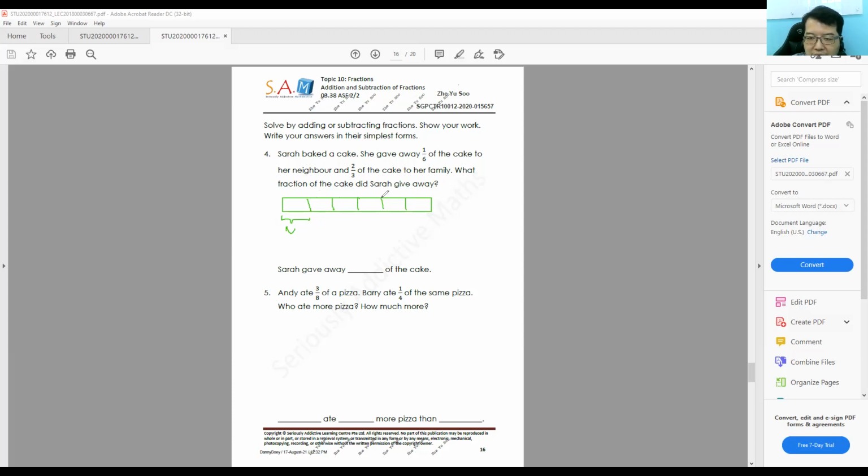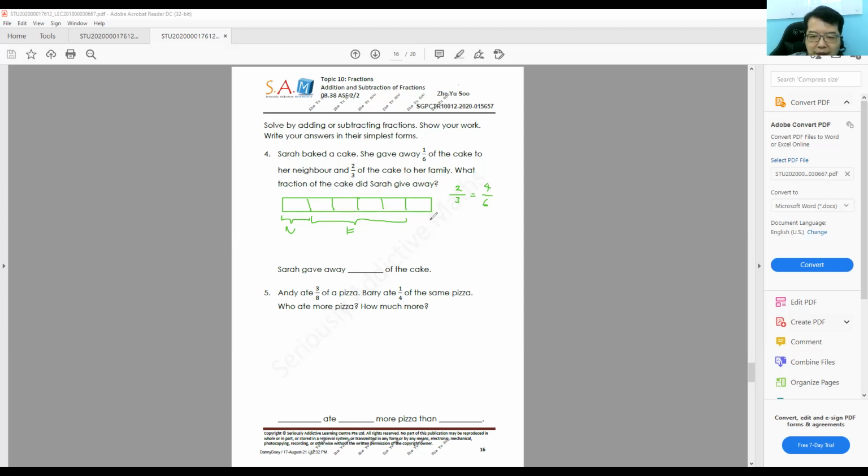And 2/3 of the cake to her family. How much is 2/3 when converted to 6 parts? Do you remember? 2/3, if you make it into 6 parts, 3 times 2 equals 6, 2 times 2 equals 4. So it's 4 out of 6. So this one she gives to the family. I'll put F here. And the question is, what fraction of the cake did Sarah give away?